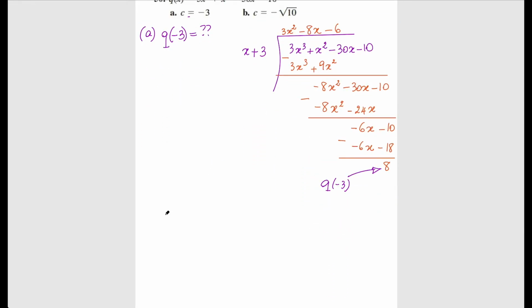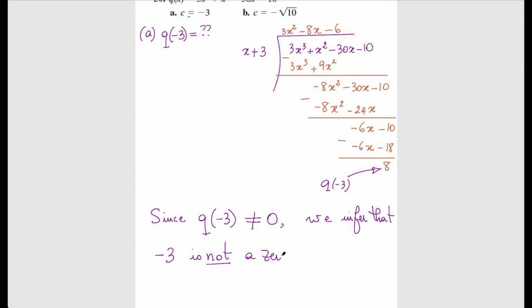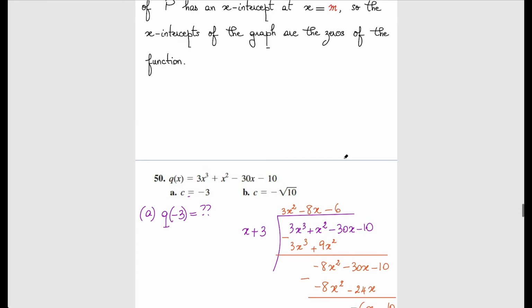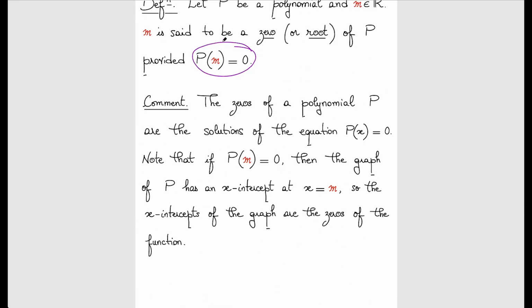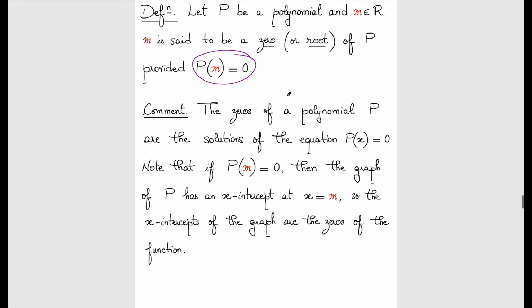So since q of negative 3 is not 0, it's 8, it's not 0, we infer that negative 3 is not a 0 or a root of the polynomial q of x, right? Because it doesn't verify the definition of being a root, right?